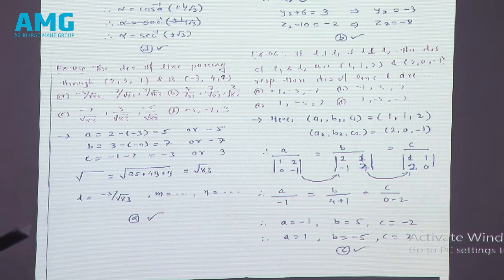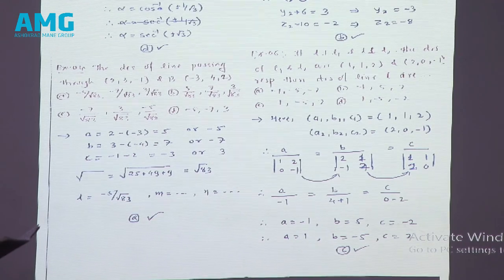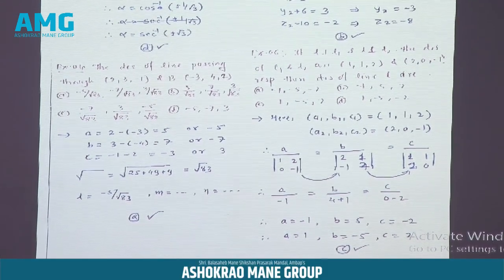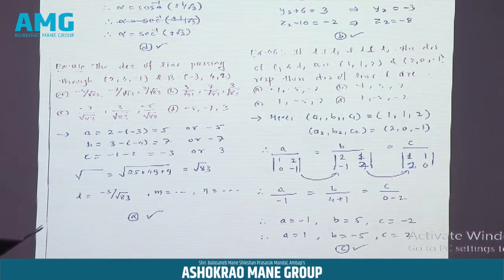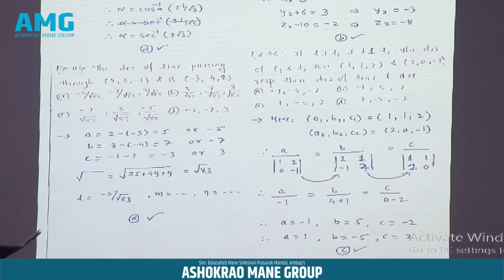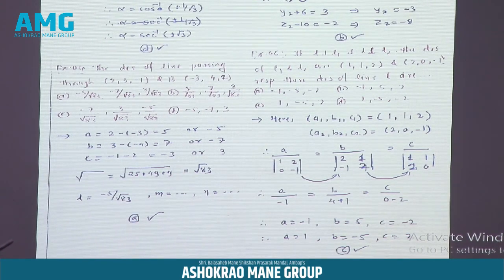Now a upon minus 1, it is the determinant simplification, b upon 4 plus 1 and c upon 0 minus 2. Therefore, a is nothing but minus 1, b is 5, c is minus 2, but this option is not available. But direction ratios are scalar multiples, therefore they are infinite. Therefore, we multiply a, b, c with minus 1, then we obtain 1, minus 5, 2, which is available in option C. Therefore, option C is the solution of this example number 6.